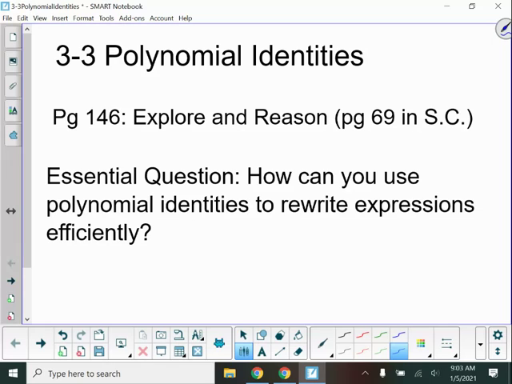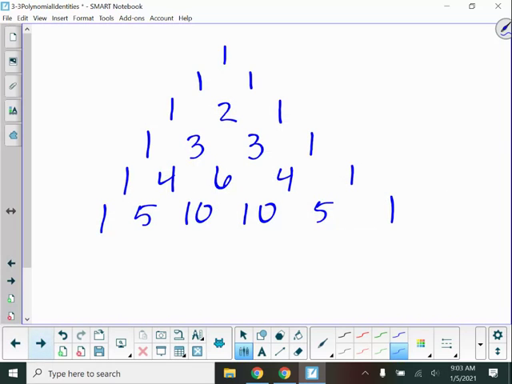And I do have our essential question here. How can you use polynomial identities to rewrite expressions efficiently? So this arrangement here, which is actually going to come up in the second video, is called Pascal's triangle. It's where every number is equal to the sum of the two numbers diagonally above it. And it gives you this triangle. It has ones on the outside and other numbers on the inside.